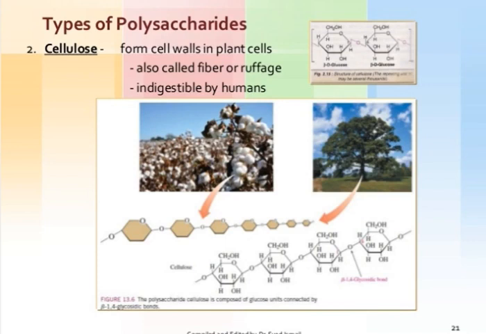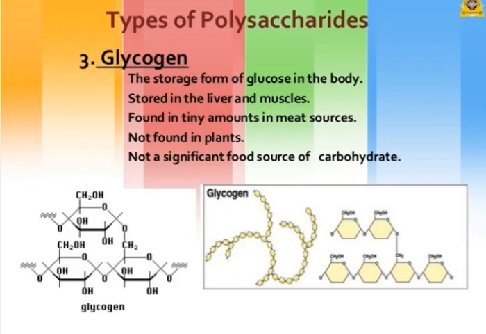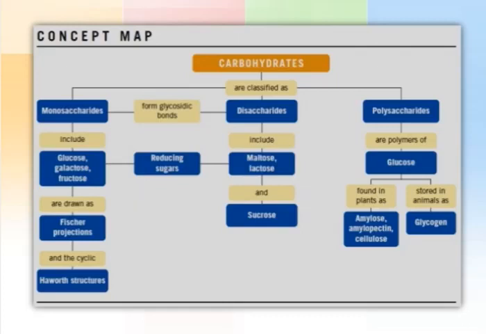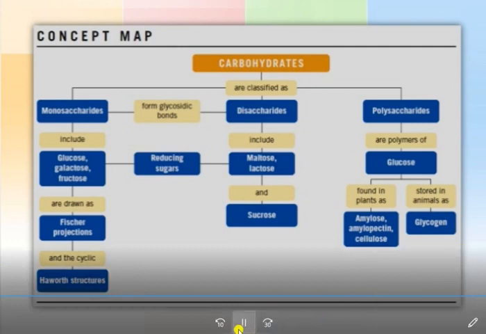And glycogen. Glycogen is the storage form of glucose in the body, stored in the liver and muscles of animals, found in tiny amounts in meats, etc., and a huge source of energy. It is all about the brief classification of carbohydrates. Thank you very much.